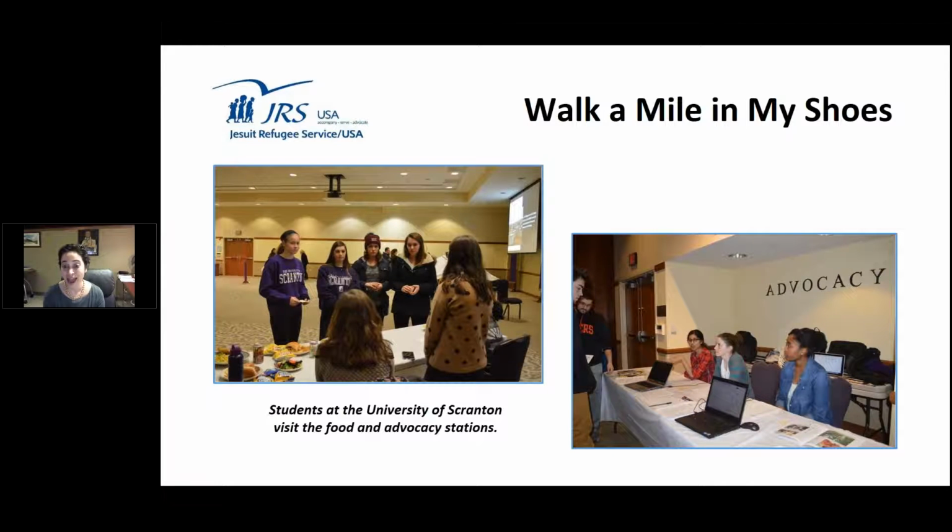And then the picture on the right is an advocacy station. So you'll see these students set up laptops that took them to our website where they send a letter to their member of Congress. And this is also an opportunity to have materials available so that participants can take those home with them.